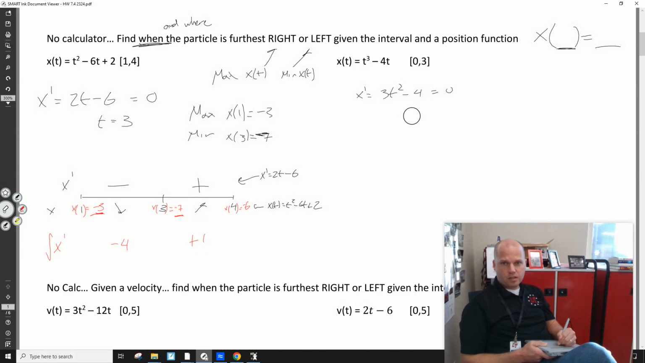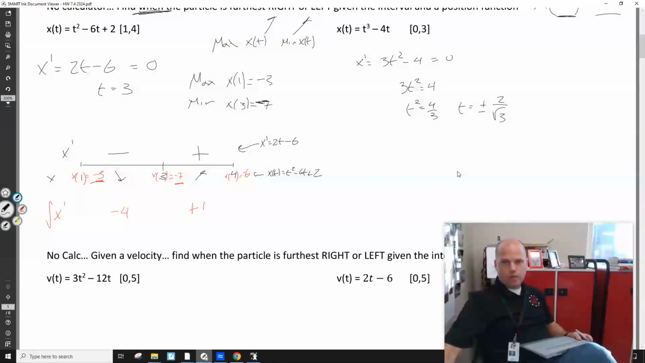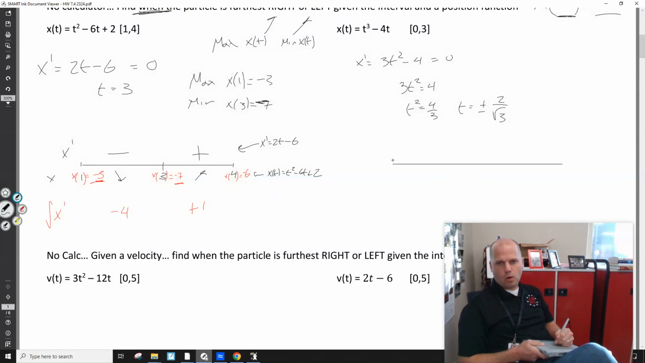Crazy, but not crazy. We can figure this out. Two over root 3. Now, 2 over root 3 and negative 2 over root 3. Let's think about that. That's 2 over like 1.7. So that's close to 1. So it is definitely between 0 and 3, which is my interval. It's my start and my end.